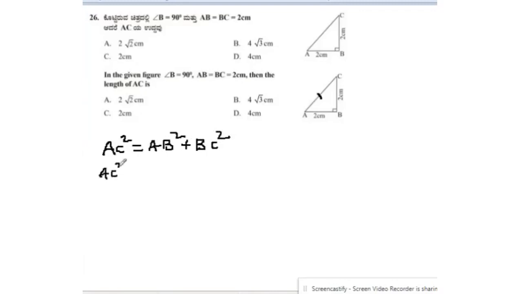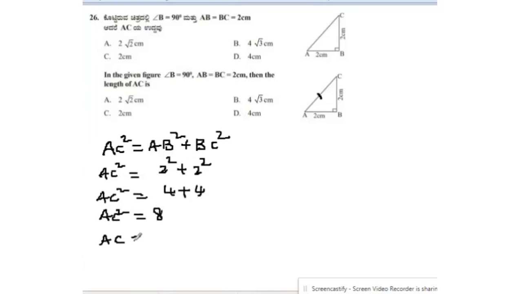AC we don't know, so AC square. AB we know as 2 centimeters, BC is also 2 centimeters. So 2 square plus 2 square is nothing but 4 plus 4, and 4 plus 4 is nothing but 8. So I want AC. The square moves to the other side and becomes square root. So AC is root 8. Is that there in the 4 options?